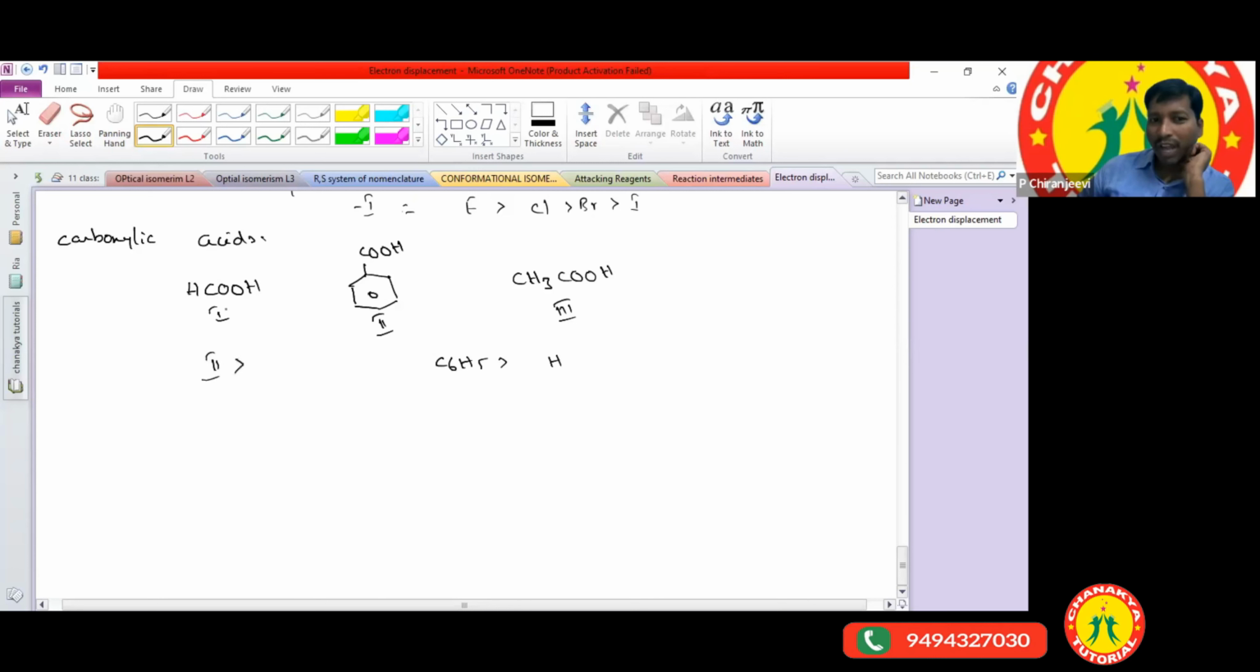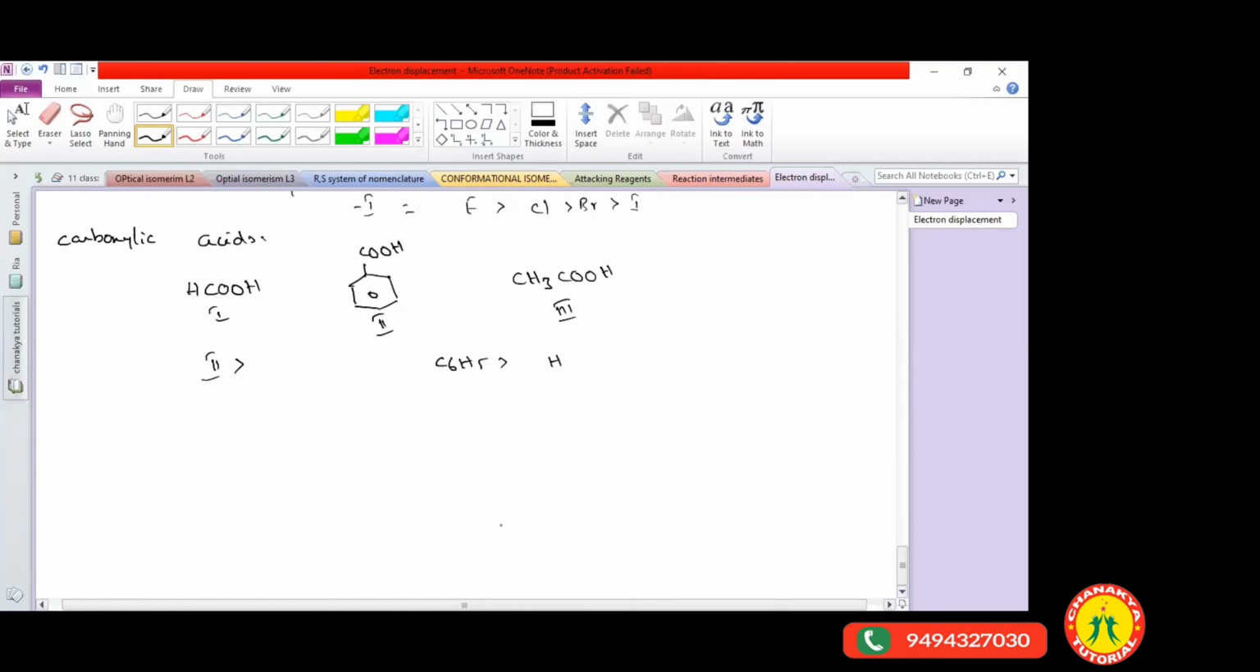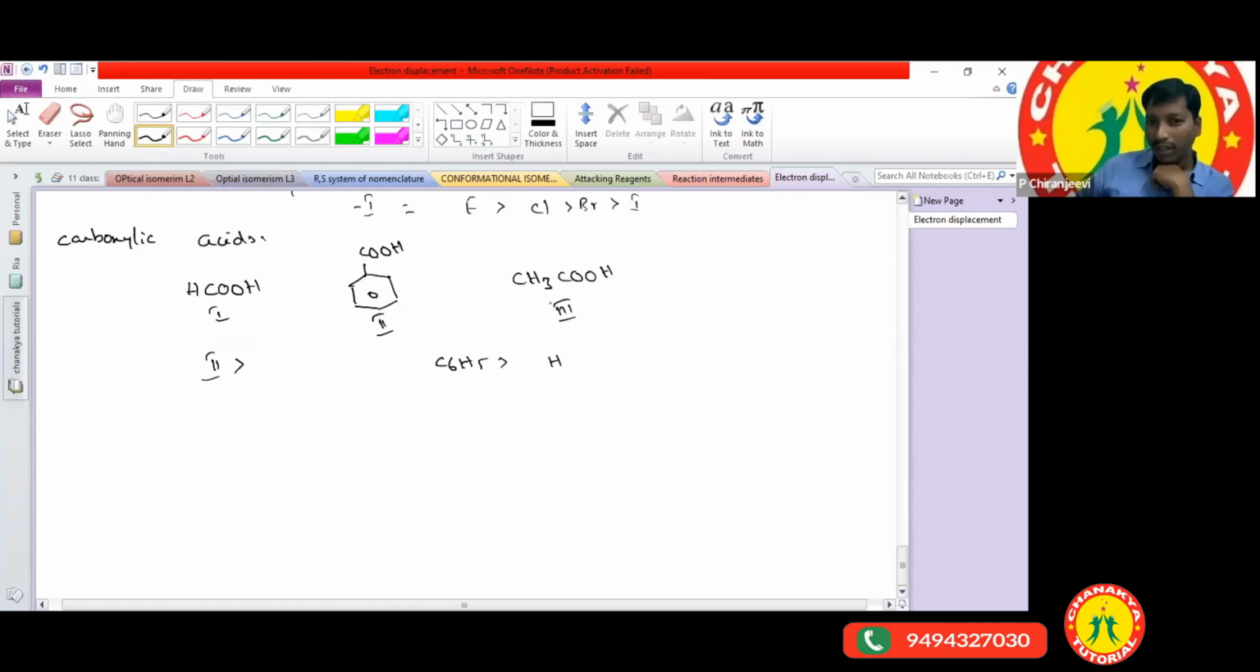Now, after that, we have two conditions. Both are aliphatic acids. One is formic acid and the other is acetic acid. In these two, which one is more acidic, Aditi? The third one? No. In these two, the first one and the third one, if you check the structures, here COOH is there and here also COOH is there. But in this one, the carbon is attached to hydrogen, and in this one, the carbon is attached to CH3. CH3 is an electron donating group.